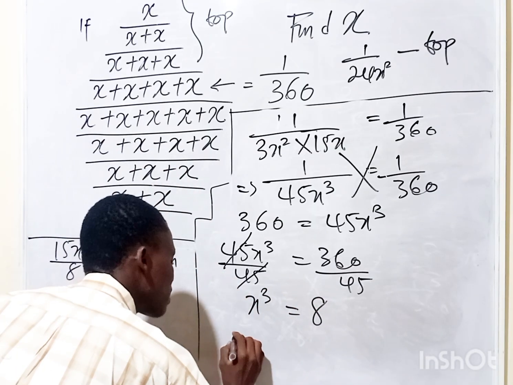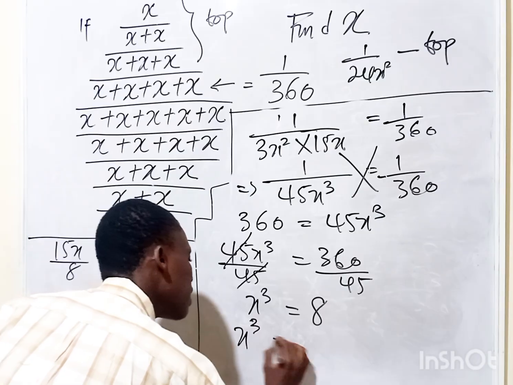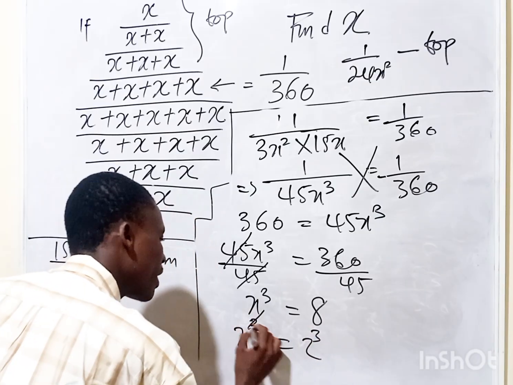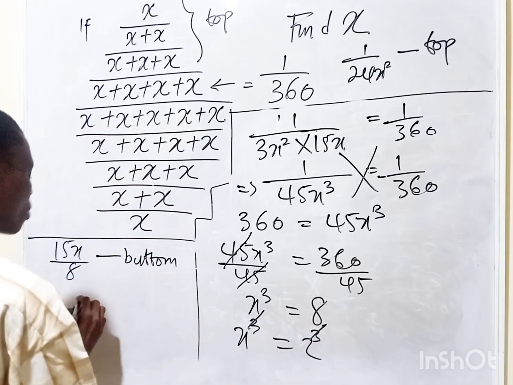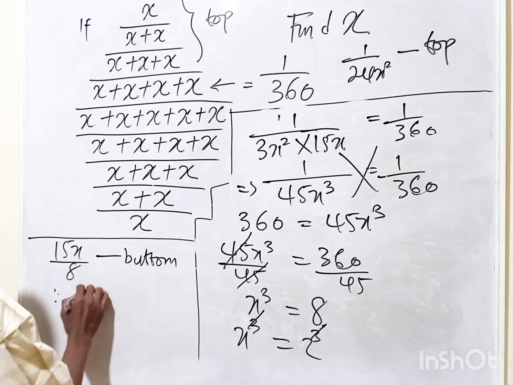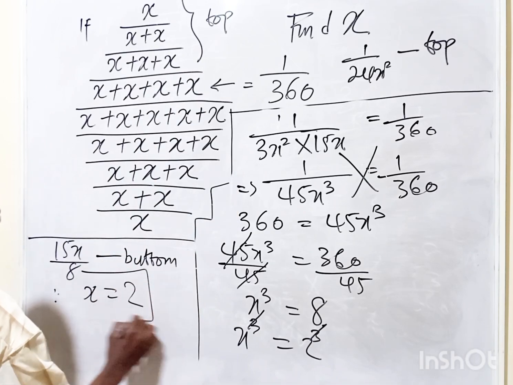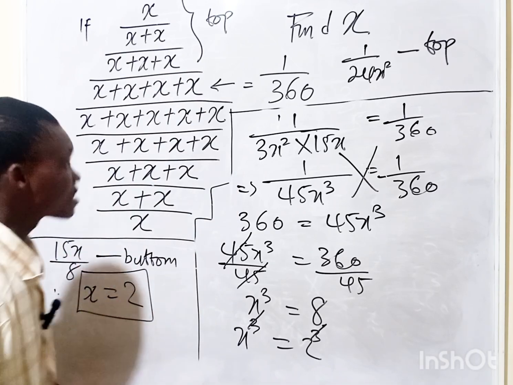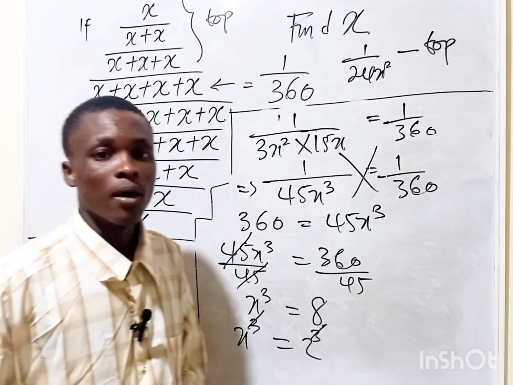So therefore our final answer: x cubed equals 2 to the power 3, and the power here can cancel out the power. And so we have x equals 2, and this is the right answer that satisfies this nested equation.